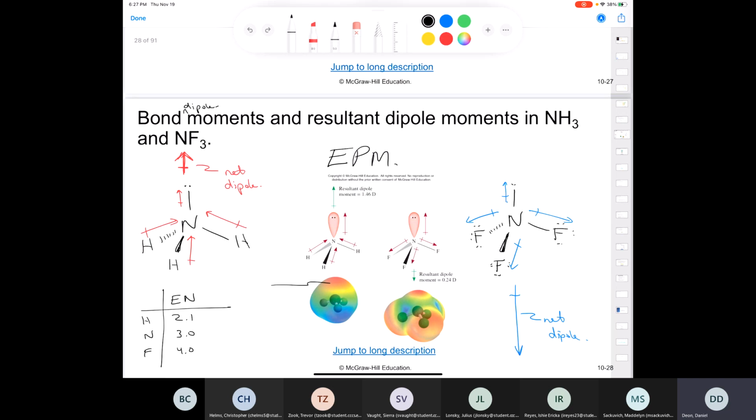So in the ammonia molecule, since the dipole is going in this direction, you can see that virtually all of the electron density is up here on that lone pair, right? Going up towards the top.